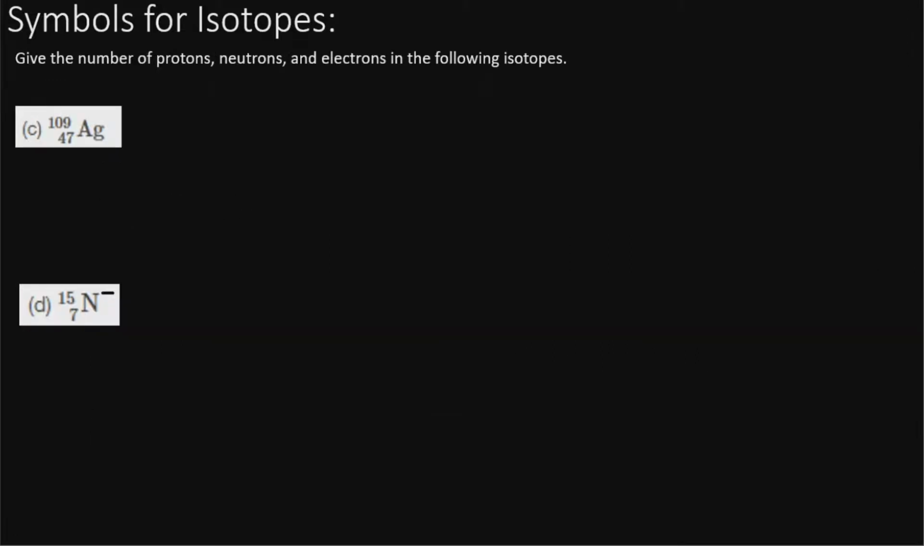In this question, given the symbols for the isotopes, we can find the number of protons, neutrons, and electrons. We'll begin with silver, mass 109, atomic number 47. Now, 47 is the atomic number. This automatically gives us our number of protons. So right now we can say the protons are 47.